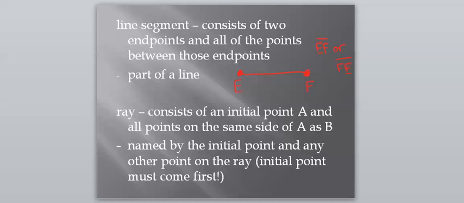Now when we name a ray, it says it's named by the initial point and any other point on the ray, but the initial point must come first. So we are going to use A first. Any other point, we could use B. If there was a C over here, maybe we used AC. And the symbol for the ray looks like the ray. It has an arrow on one end.